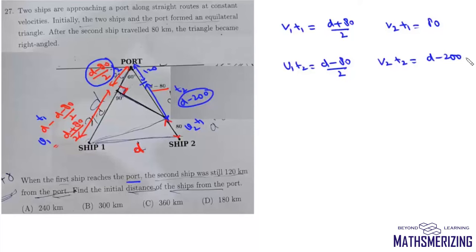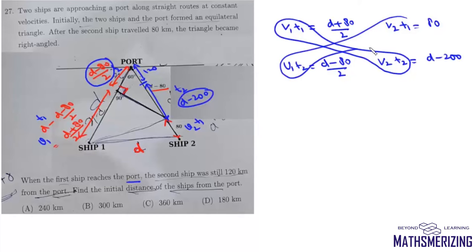Now from this question, we need to find the value of D, and we have to eliminate V1, V2 and T1, T2. So what we'll do is multiply them together. So we'll get V1 V2 T1 T2, and we'll multiply them together. We'll get V1 V2 and T1 T2.